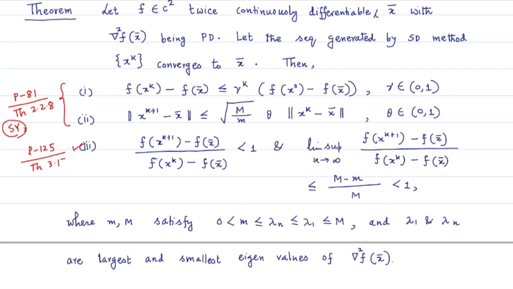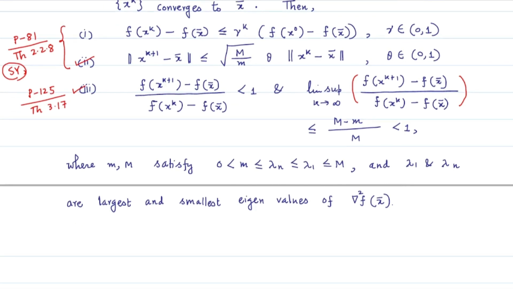theorem 3.17. By the third part of this result, we see that the limit supremum of this ratio is a finite and definite quantity, and therefore the sequence f(xk) converges to f(x bar) with Q order of convergence at least 1. Here also, from the second part, we notice that the sequence xk converges to x bar with Q order of convergence at least 1.